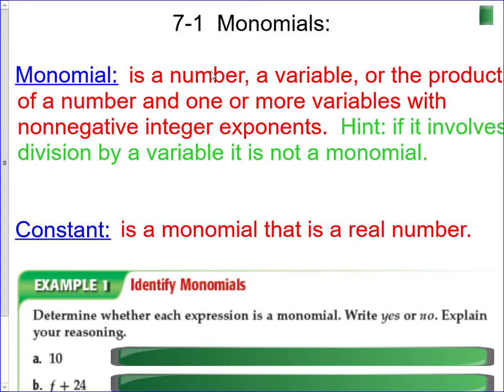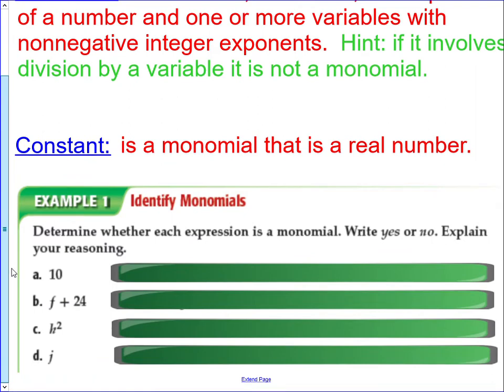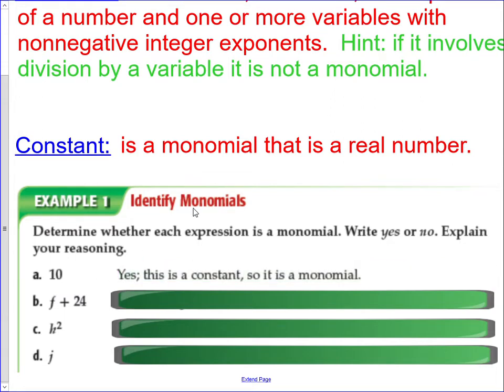So up here in our definition where we said a monomial is a number, well, a real number is a monomial. Let's take a look at some of these examples and try to determine whether it is a monomial or not and why. The first one is just the whole number, the real number 10. Well, 10 is a real number, and by definition, a real number is a monomial. So yes, this is a constant, so it's a monomial.